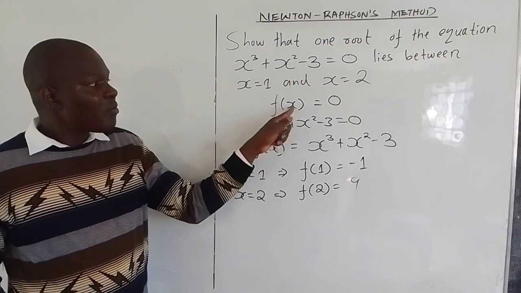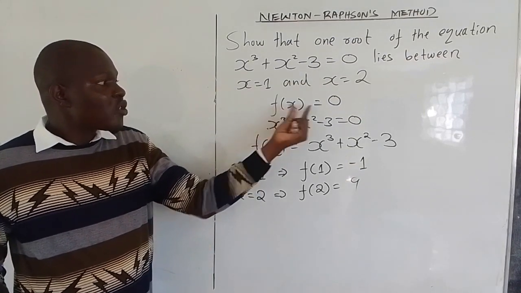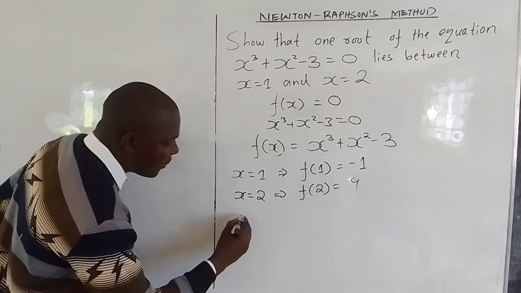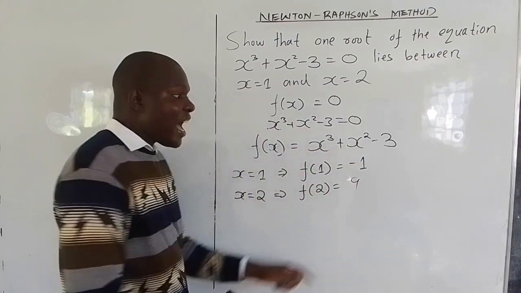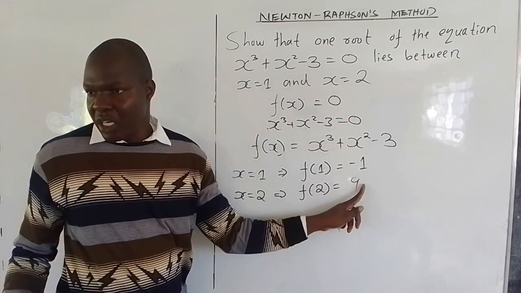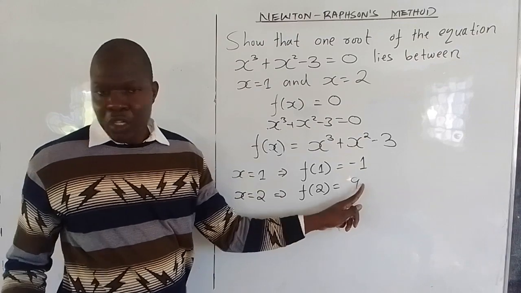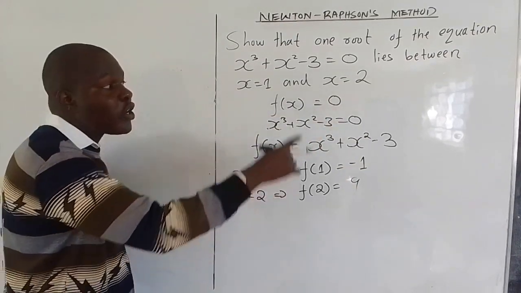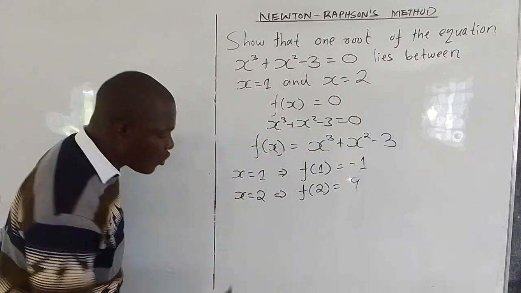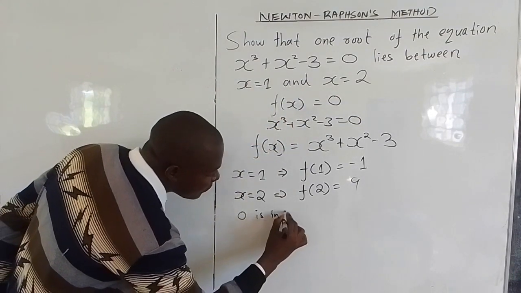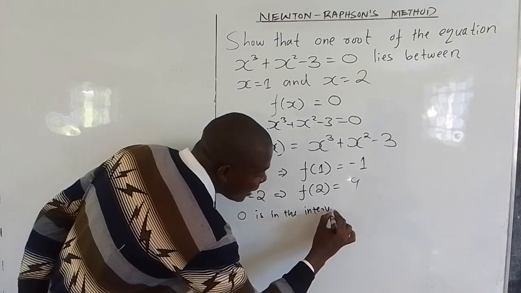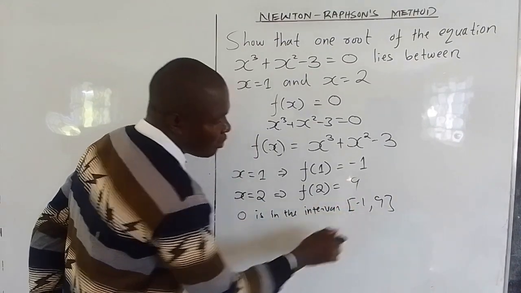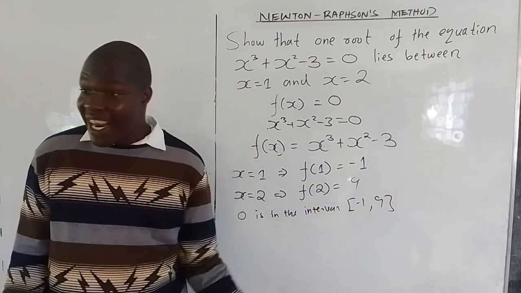You're supposed to get the root of the function. The value of this function must be equal to 0, isn't it? Are you seeing that? So, you are seeing 0 lies in the interval from negative 1 to 9. Are we together? f of x should be equal to 0 when x is the root. 0 is in that interval, because 0 is between negative 1 and 9.